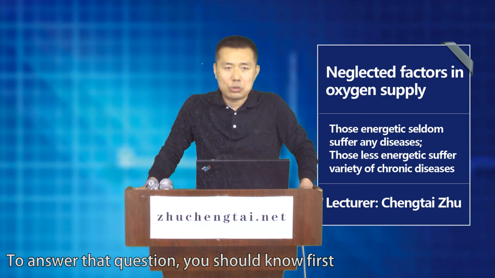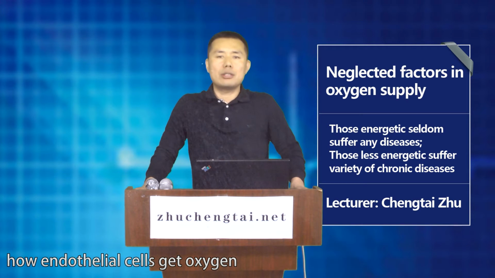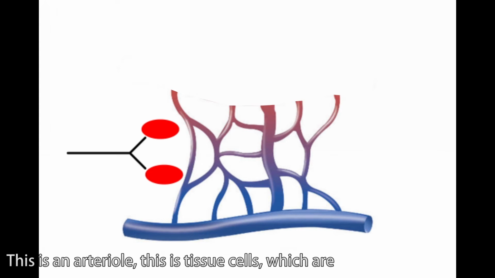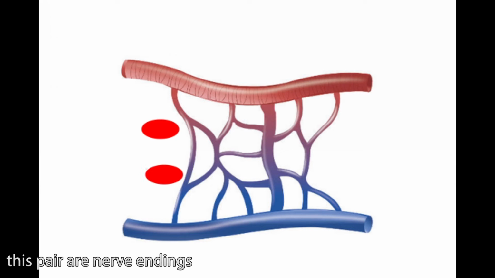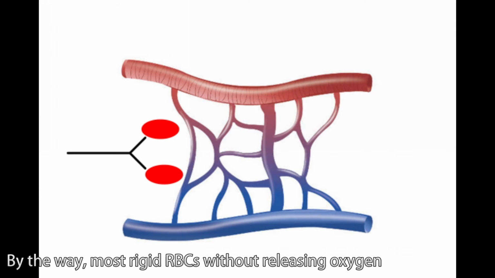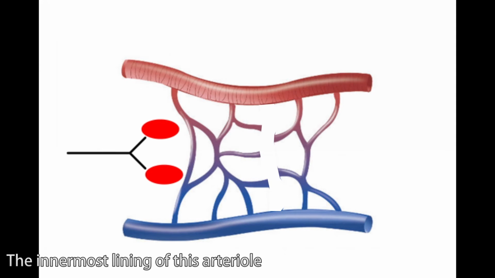To answer that question, you should know first how endothelial cells get oxygen. Take a look at this diagram. This is an arteriole, this is tissue cells, which are merely representative of numerous tissue cells indeed. This pair are nerve endings. This is a capillary bed, and this is a thoroughfare. By the way, most rigid RBCs without releasing oxygen flow directly to the venule through this thoroughfare.